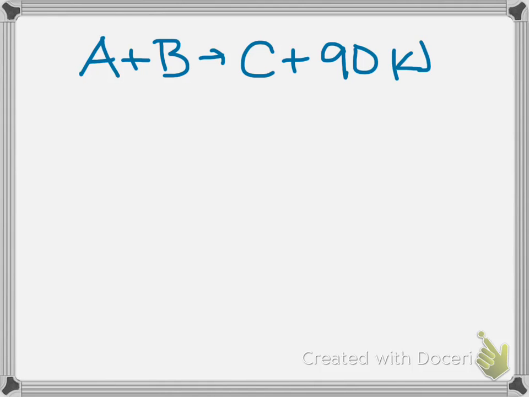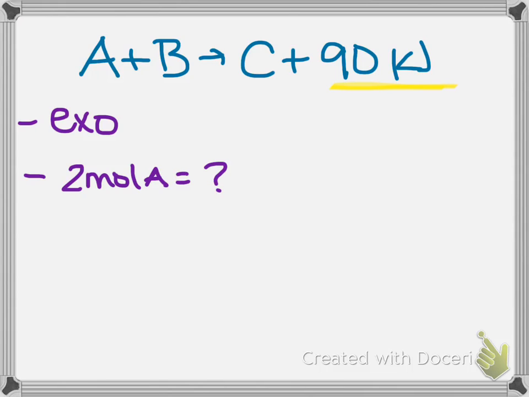Okay, let's draw out an example. We're going to do this first example just with symbols like this. A plus B yields C plus 90 kilojoules. We know that this is exothermic because our heat is one of our products. And then let's see if we can answer this question. If we have 2 moles of A, how much heat do we have? Okay, if we have 2 moles of A, how much heat do we have?